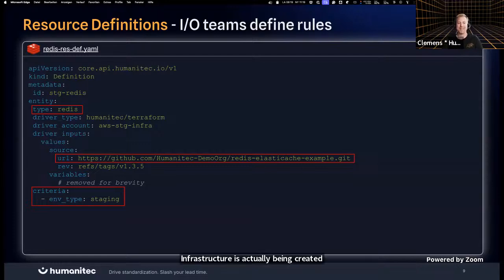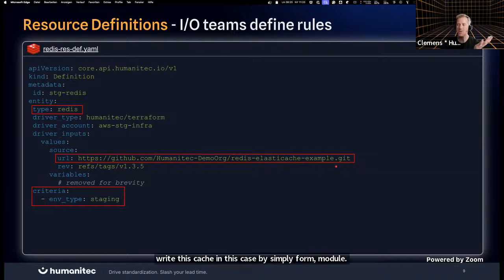So the important parts here are, we're looking at a resource of type Redis, so a Redis cache. This is using the Terraform driver. So we are looking at this Terraform module here, which is in Git under revision control. That is being executed as soon as the developer asks for a Redis cache, under the condition that the environment type is staging. So now I know how to create a Redis cache in this case, by simply executing this Terraform module.